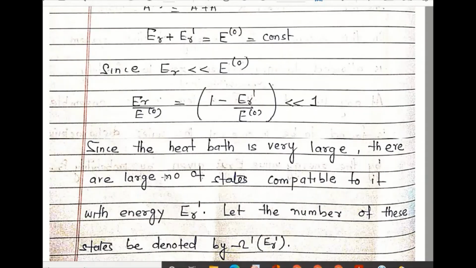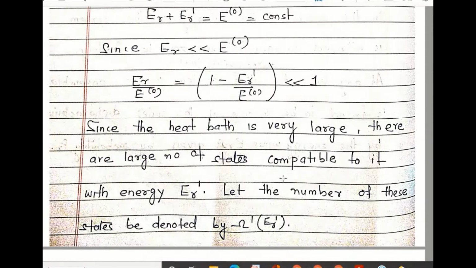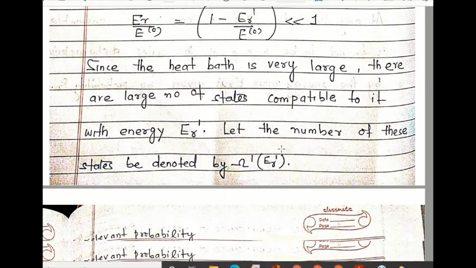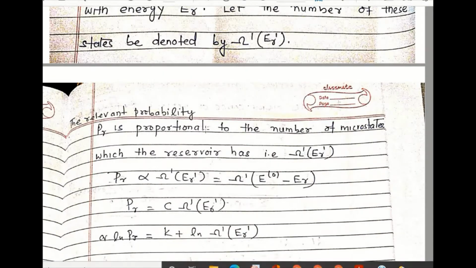Now the heat bath is very large and there are a large number of states compatible with it. With energy Er prime, the number of states is denoted by omega prime Er prime. The relevant probability PR is proportional to the number of microstates which the reservoir has, which is omega prime Er prime. The concept of microstates was discussed in the beginning of the statistical basis of thermodynamics, so I hope you will not have any issues with it.